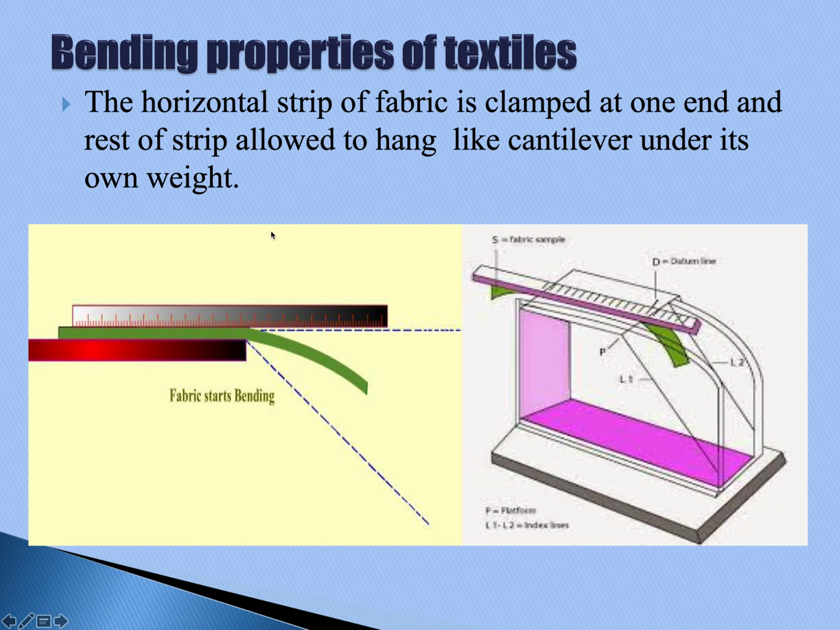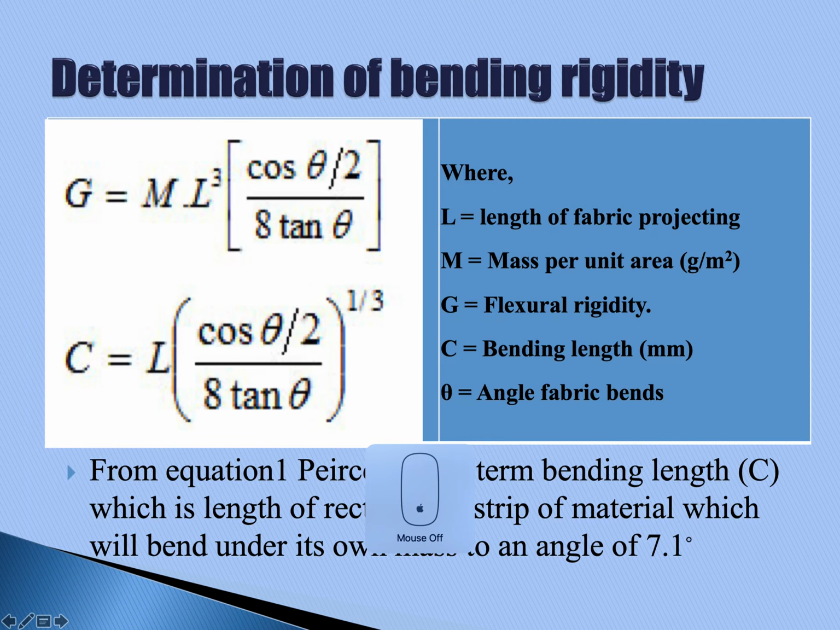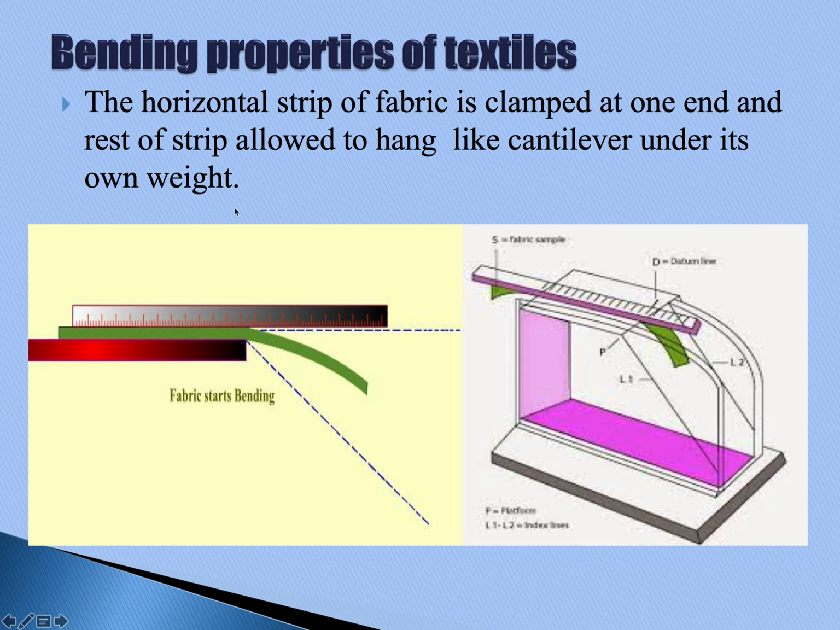So the next property that we will be discussing is related to the bending properties of the textile. In this test, basically the bending length, the overhanging length of the fabric, the bending rigidity, and the bending modulus can be determined. This instrument is based on the cantilever principle of testing. Here the horizontal strip of fabric is clamped at one end, and the rest of the strip is allowed to hang like a cantilever under its own weight.